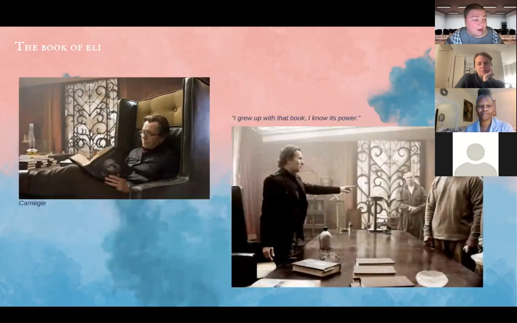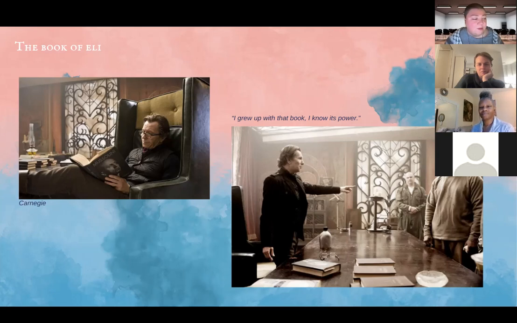However, as he travels, he passes through a town which is run by a tyrannical warlord called Carnegie. And what Carnegie cares most about is power, controlling people and maintaining power. While Eli is in town, Carnegie discovers that the book which Eli carries is a Bible. And most books, including Bibles, were all destroyed during the war. Now, Carnegie isn't a believer. He isn't a religious man, but he says he must have that book, saying, "I grew up with that book. I know its power."